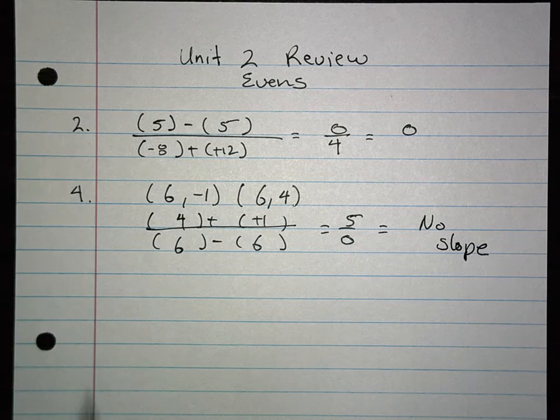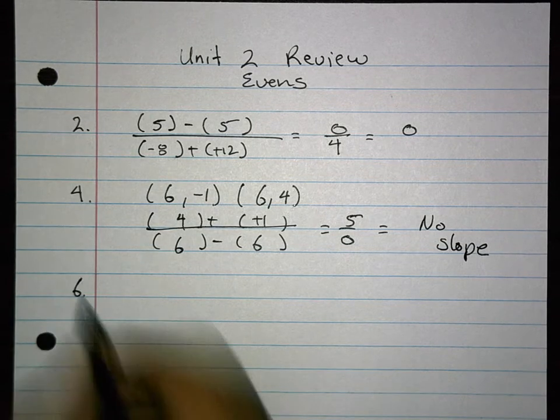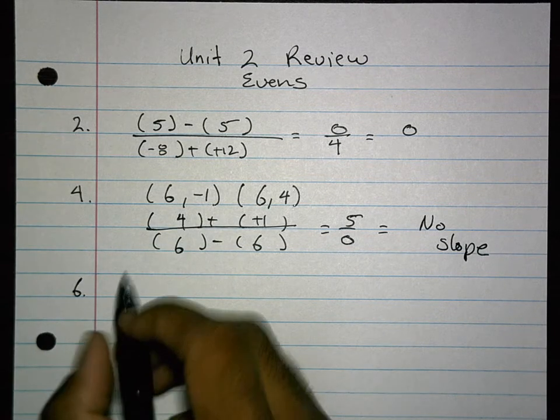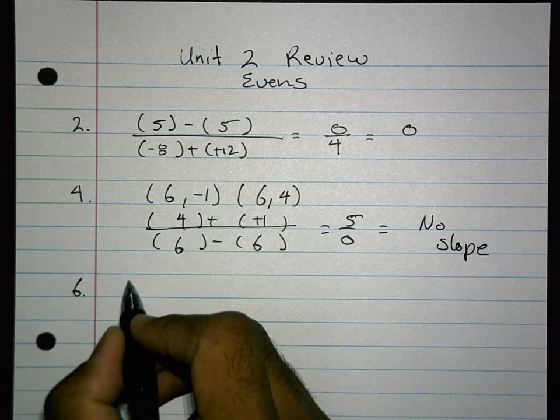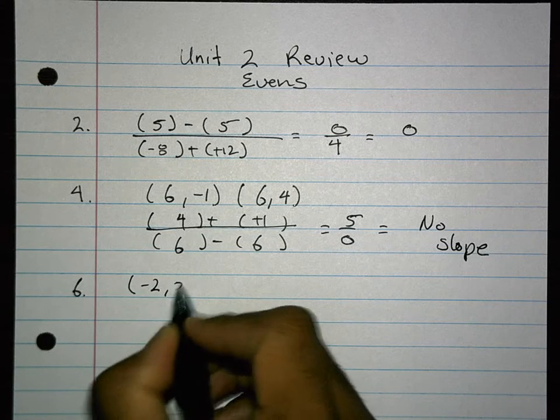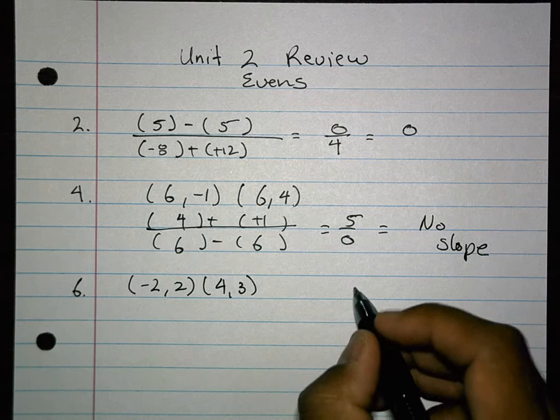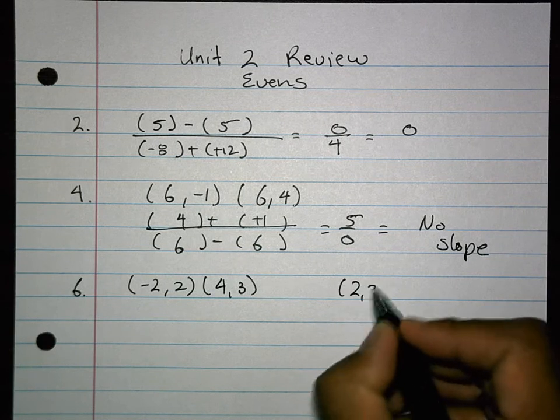The number 6 is always a little bit tricky. Basically they're asking you which one is steeper. So let's look at this and see if we can make some sense of this. So here's the first line going through these 2 points, and here's the second line going through these 2 points.